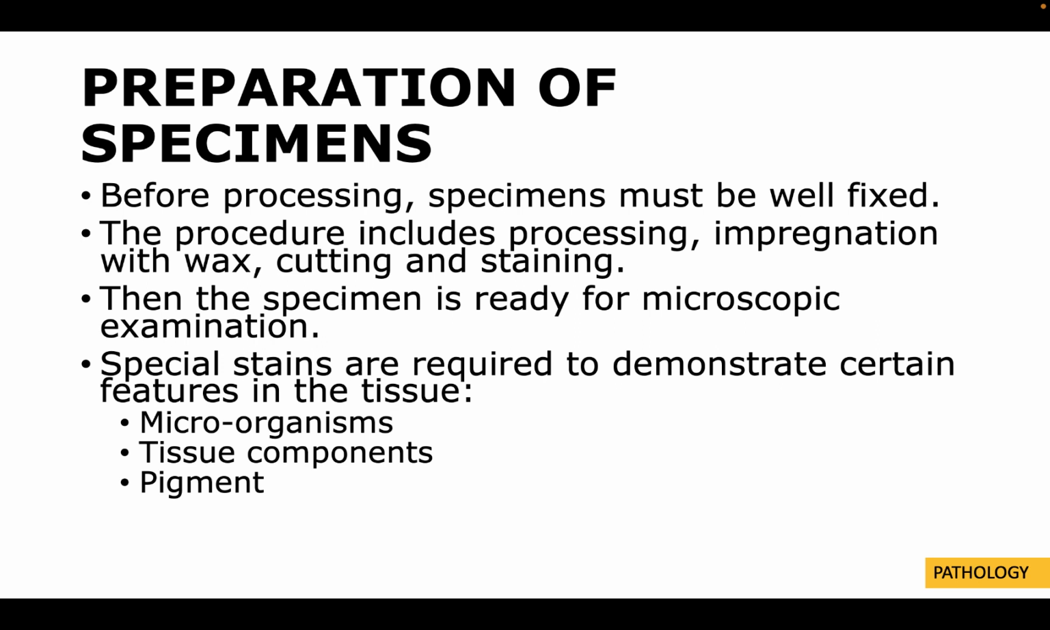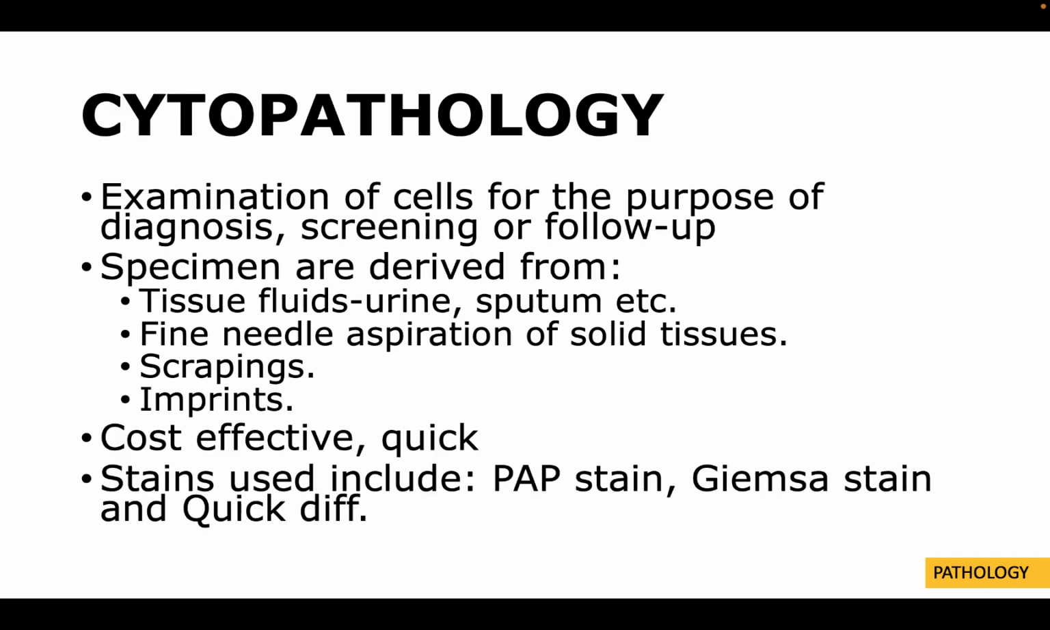In terms of preparation of specimens, remember that before processing, the sample should be fixed to the slide. You do this fixing. Then afterwards, you're going to be processing, you impregnate it with wax, and then you cut it and you stain it. And once this has been done, then you examine it under the microscope. So there are different stains that are actually used to examine different pathological conditions, to examine different tissues. So these special stains are actually required to show features of microorganisms, sometimes tissue components, and sometimes certain pigments.